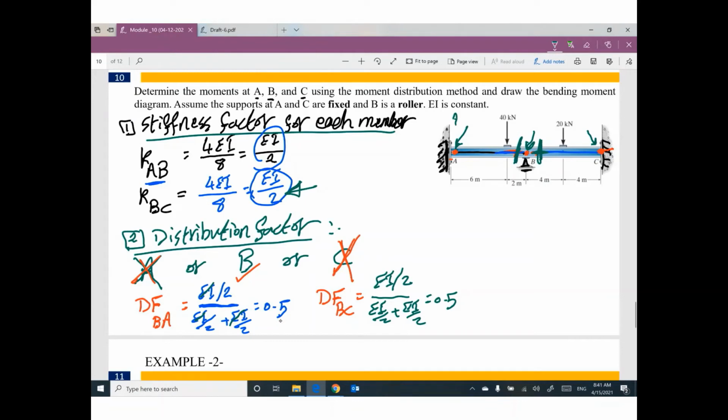Why didn't you get distribution here and here? Because it doesn't make sense. Because we have only one member. I cannot do any distribution. And at C, we have only one member. I cannot do any distribution. But for point B, we have 2 members. So we will do distribution. So any question so far about step number 1 and step number 2?